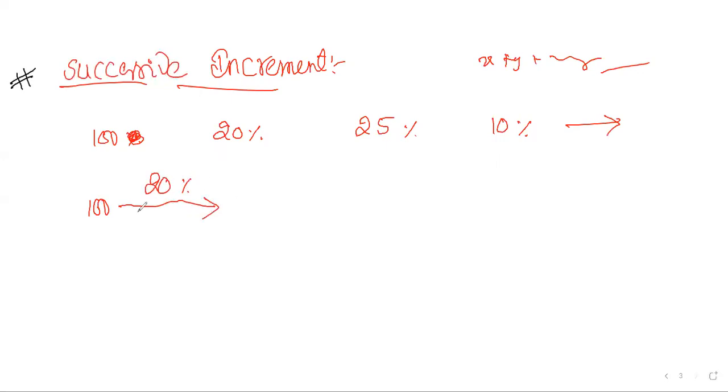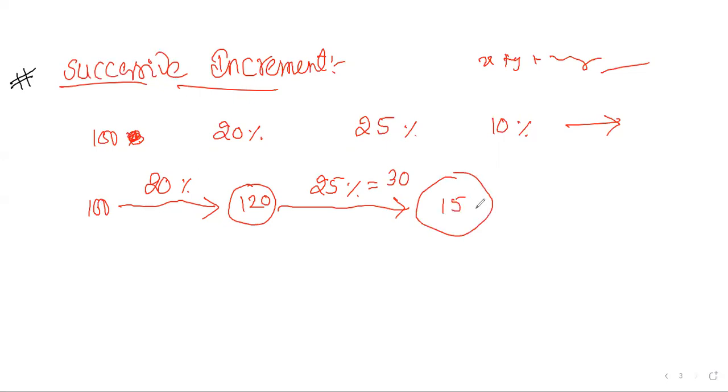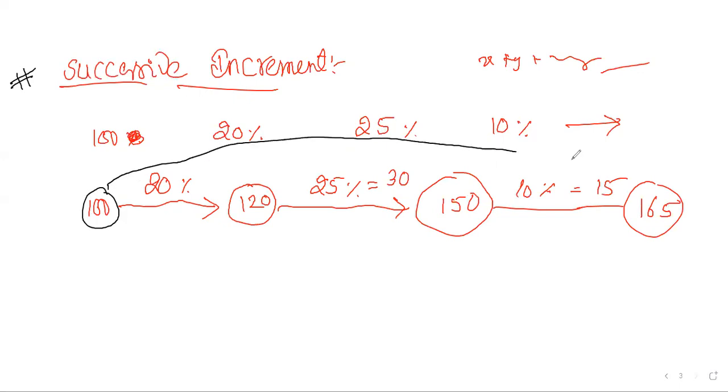20%. So 20% of 100 is 20 only. So now the number is 120. Again, this 120 increases by what? 25%. So 25% of 120 is nothing but 30. Now the number will become 150. Again, it increases by 10%, means 15. So now the number will become 165. So from 100 to 165, what is the total increment you are getting? 65%.